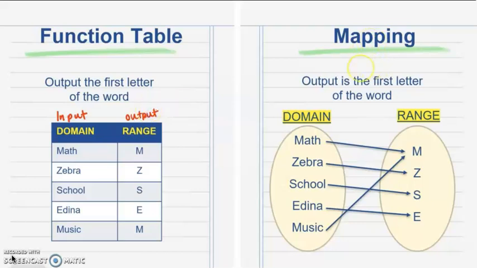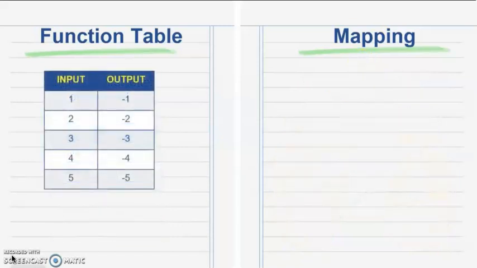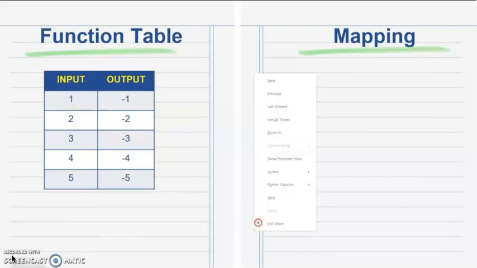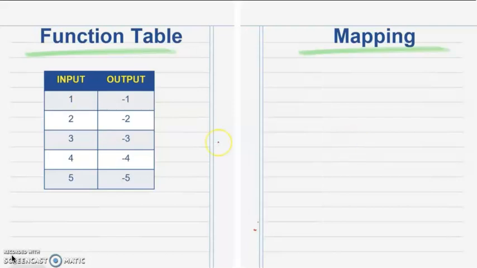And we'll summarize this on a later page. Let's look at another function table, this time utilizing numbers. So here, my input was the number 1, and out came a negative 1. In went a 2, and out came a negative 2. You can pretty much guess the pattern, I would imagine.